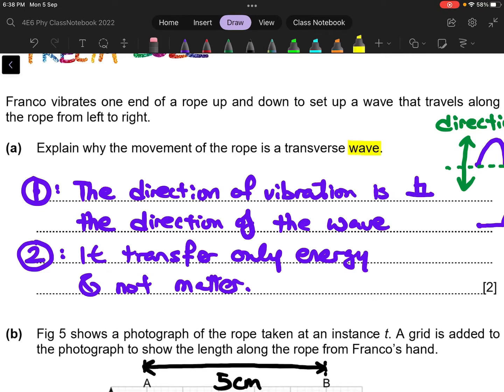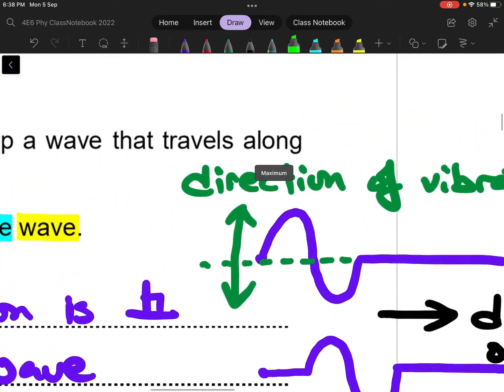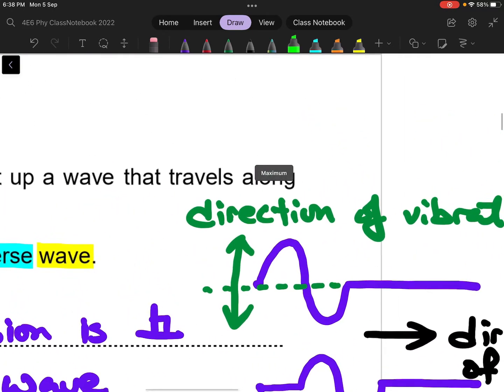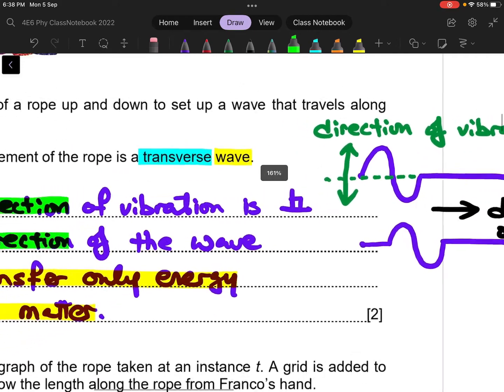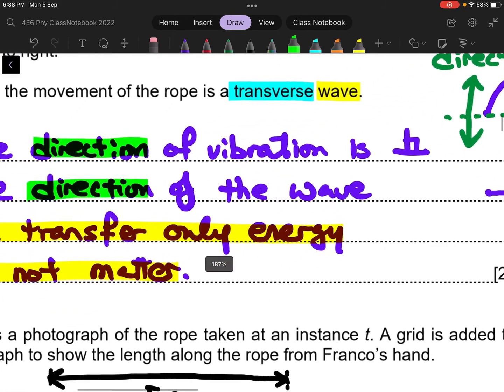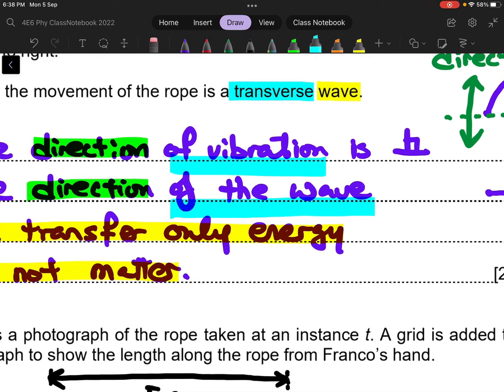Why is it a wave, which is explained by this phenomenon that a wave is the only thing that transfers only energy but not matter, and you need to define what is transverse. To define something as transverse, you must compare two directions. One is called the direction of vibration, which means your particle on the wave is moving up and down, and you have to compare it with the direction of the wave. So please go and learn these two terms.